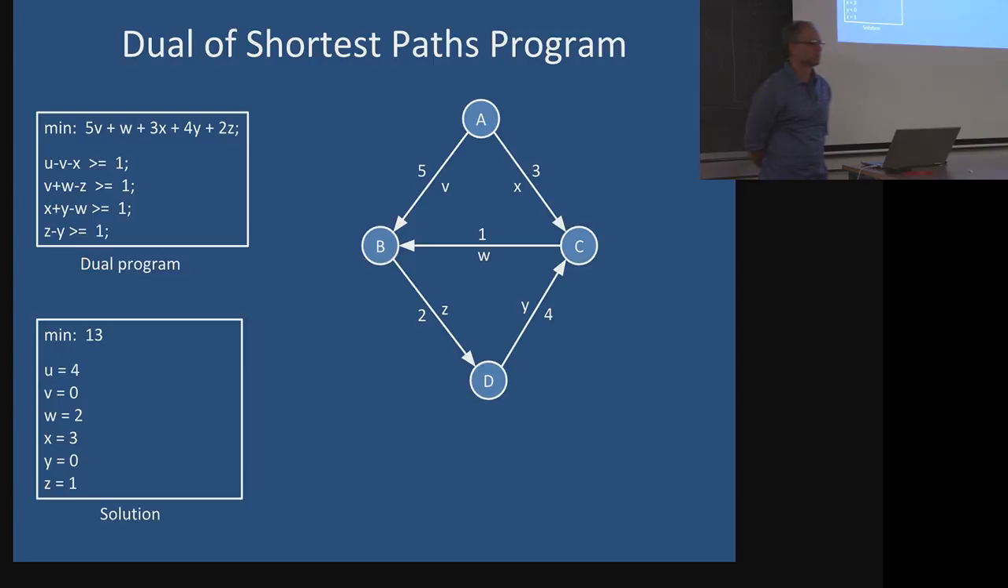Would we need a new constraint that says u plus v plus w plus x plus y plus z must be 2 times the number of vertices minus 1? I'd have to think about that.